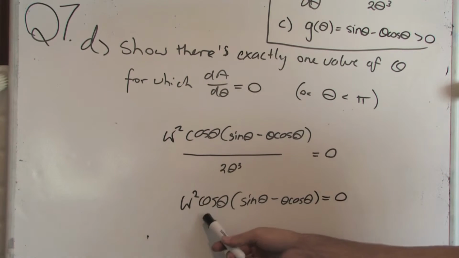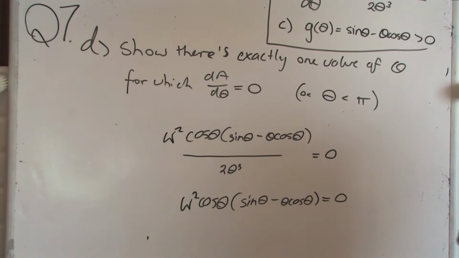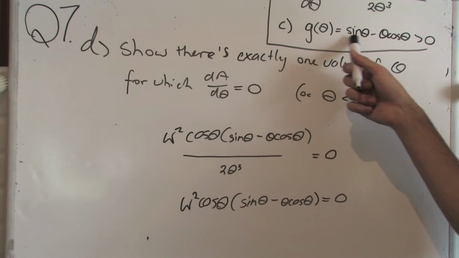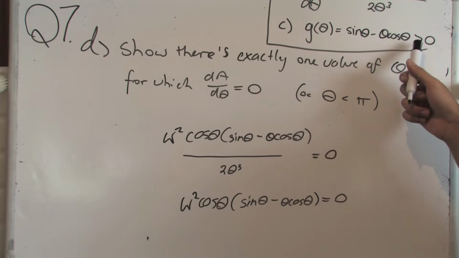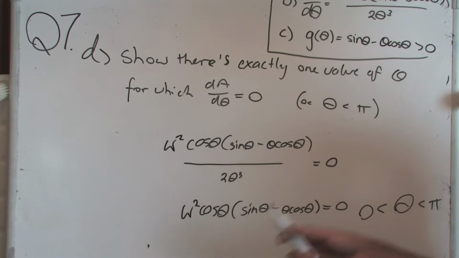That would mean that cos theta has to be equal to 0, or this bracket has to be equal to 0. But from part C, we learned that sin theta minus theta cos theta is always greater than 0. So we don't have to care about whether this equals 0, because it simply doesn't in that domain. So either cos theta has to equal 0, or what's inside the bracket has to equal 0.